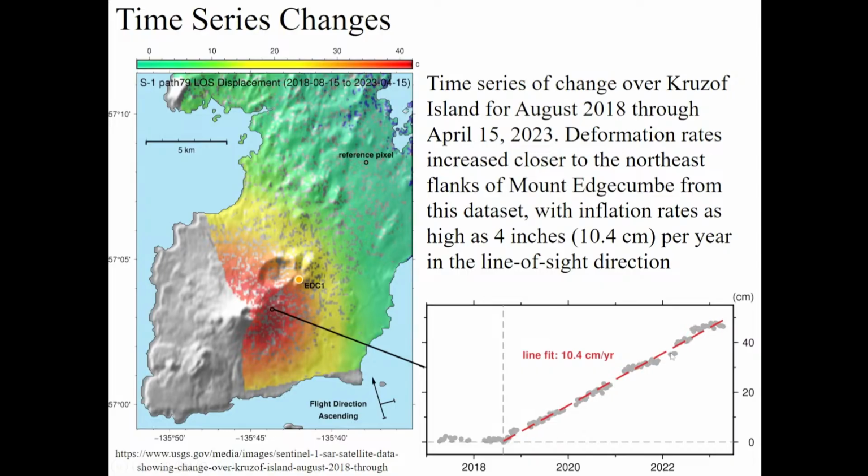Okay, and here you can see that from 2018 moving towards 2022 and 2023, the changes could be easily seen. So with the help of the Sentinel-1 dataset, displacement could be easily seen, whether the displacement is in the positive direction or negative direction.